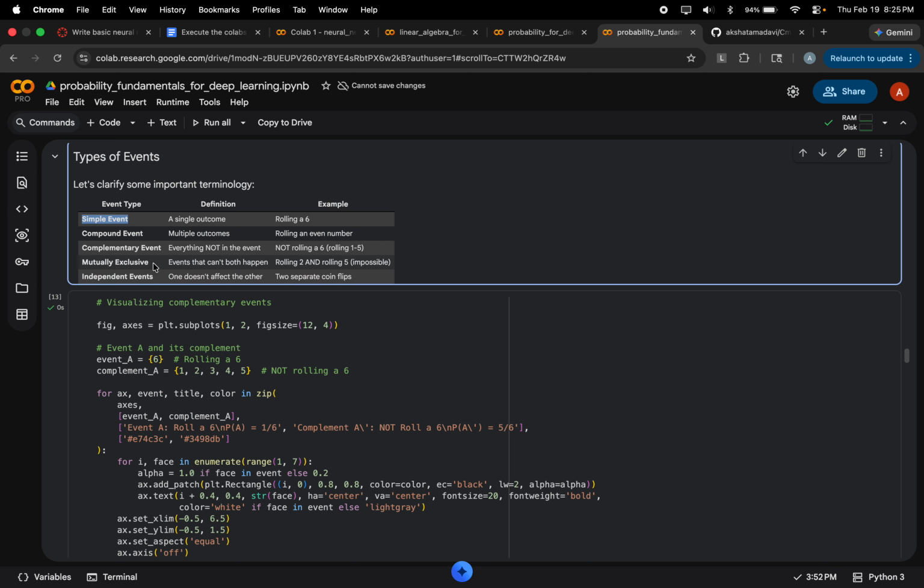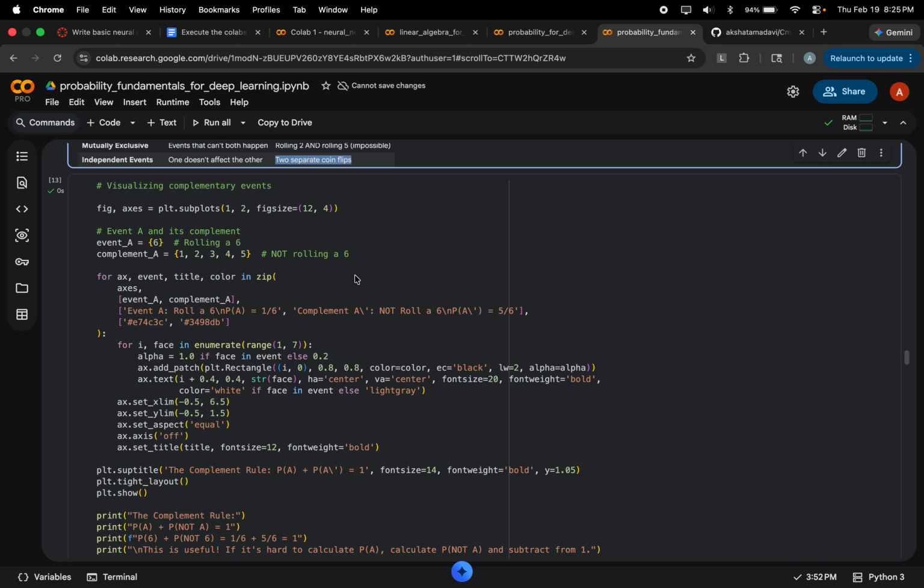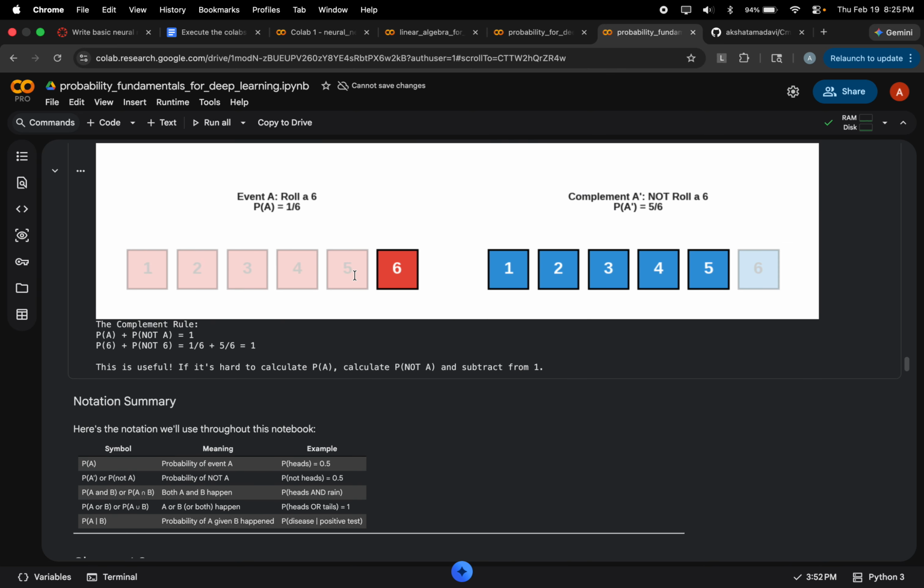Mutually exclusive, that's important. Events that can't happen together, like rolling a 2 and rolling a 5. It's impossible. And independent events are when one doesn't affect the other. So two separate coin flips. They are not dependent on each other. They are working on their own.